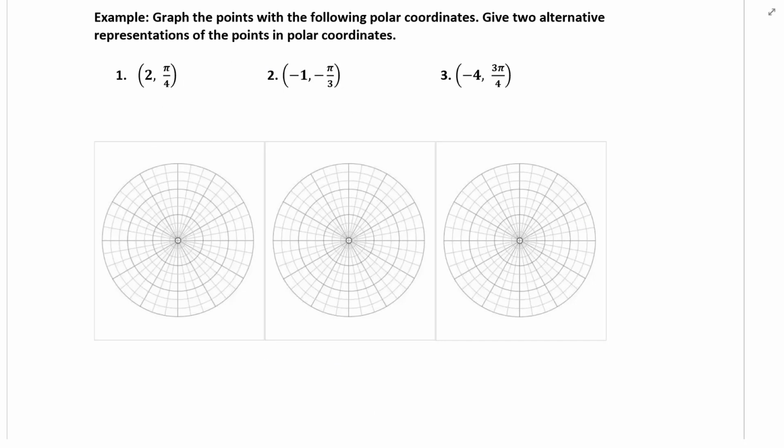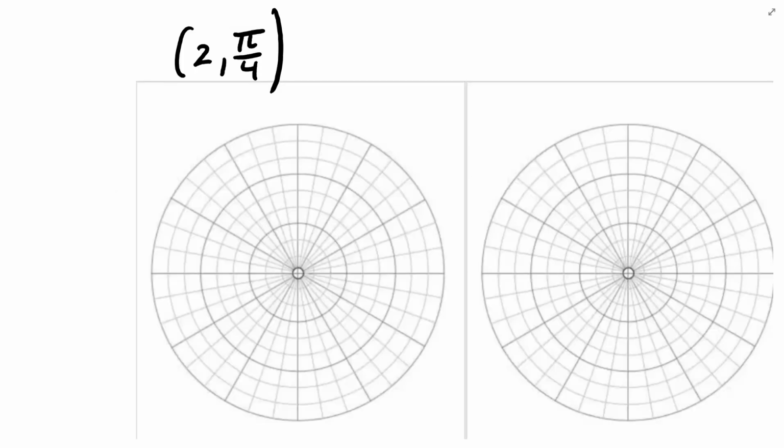Let's solve a few examples. Graph the points with the following polar coordinates. Give two alternative representations of the points in polar coordinates. Let's start with the first one. So let's say we have 2 and pi over 4. So pi over 4 means 45 degrees.